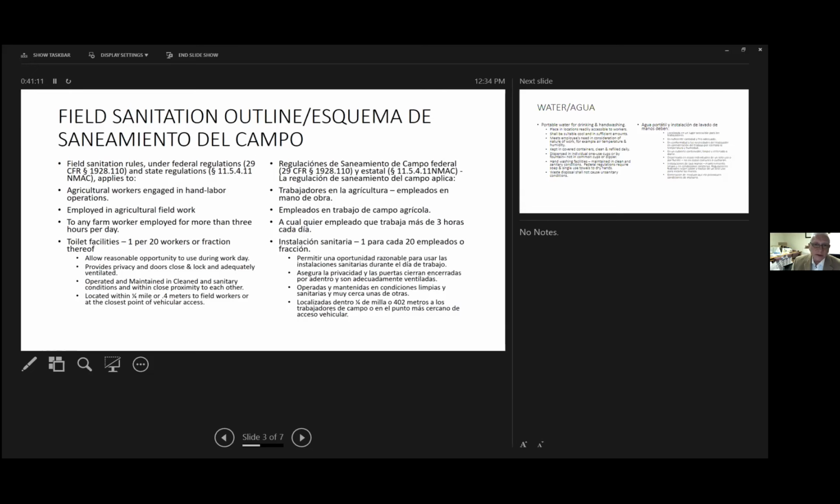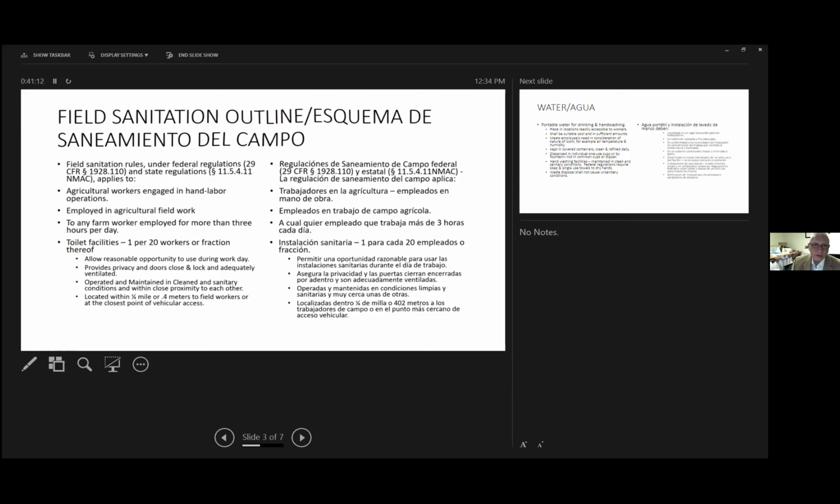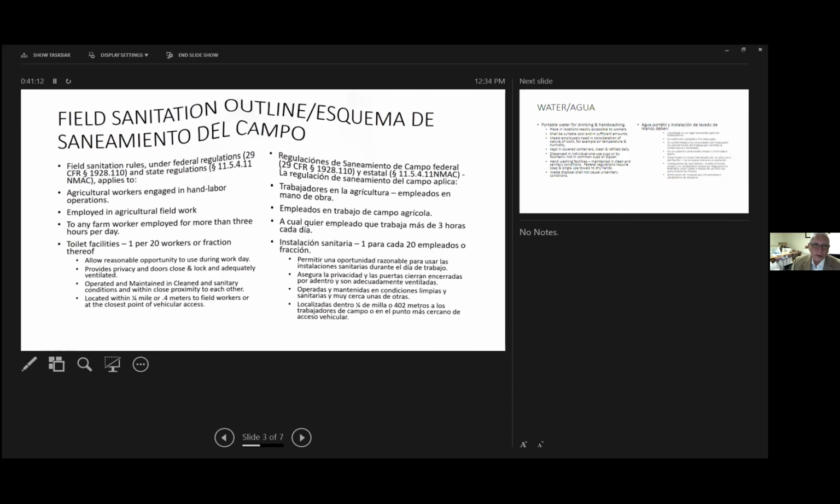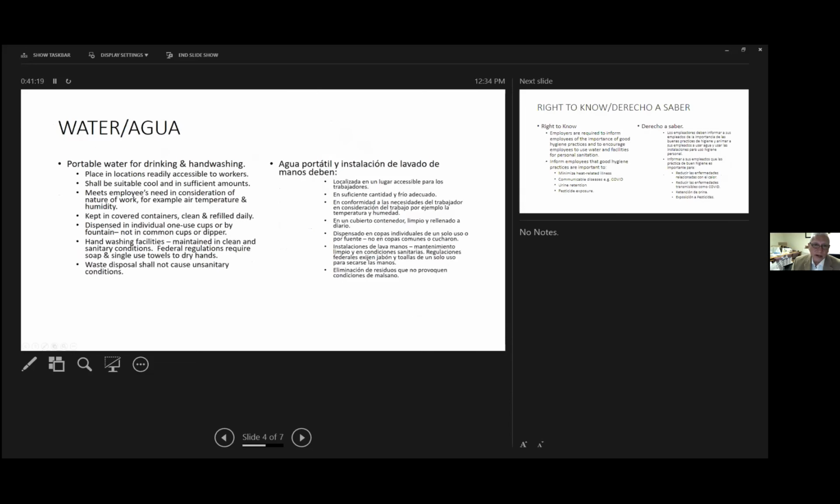Another important factor, especially during the summers, is that workers be provided with potable water for drinking and hand washing. The water should be placed in locations that are easily accessible to workers, shall be suitable, cool, and in sufficient amounts, and should meet the employee's needs in consideration of the nature of work. For example, air temperature and humidity. If you're spending any time in the southern part of New Mexico, we're known to have 100-degree plus days, 30 days straight. So it does get a little bit on the hot side.